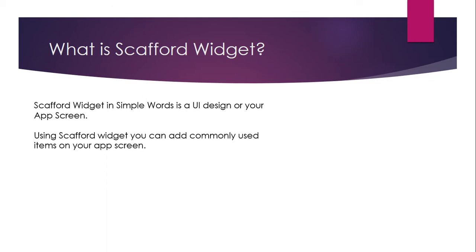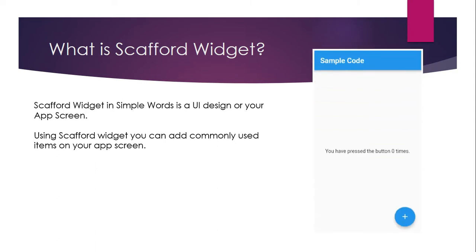Okay, so scaffold widgets are mostly used when we want to add the most common widgets on our screen, for example an app bar. As you can see in this app design, there is an app bar with some text, and this is the body of our app, and the body of our app has a text widget, and on top of our body there is a floating action button. Okay, so this is the app that has been made by making use of the scaffold widget.